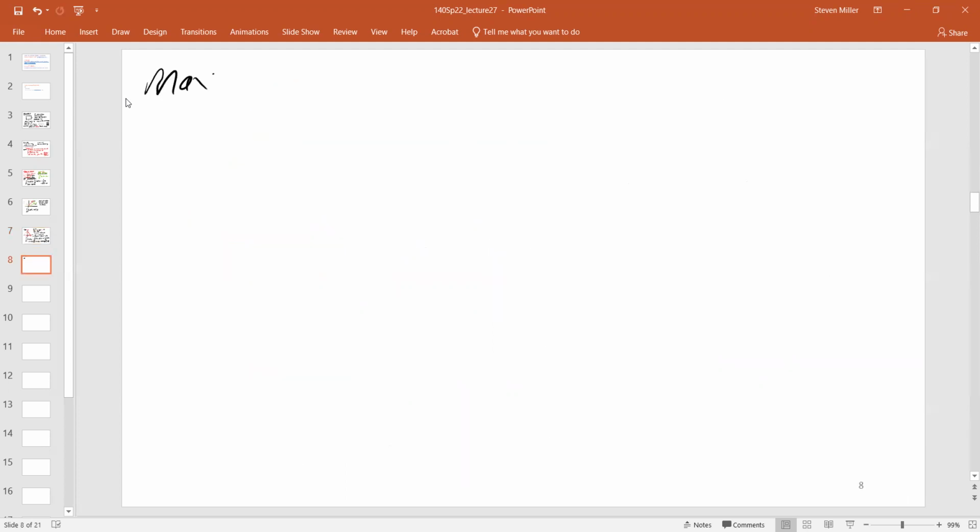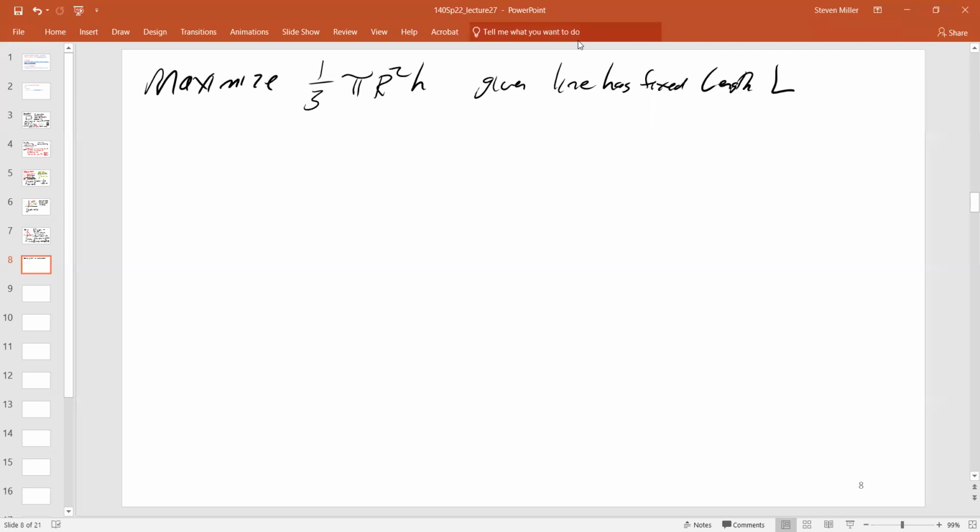So let's try to maximize 1/3 pi r squared h, given the line has a fixed length of L. So again, this is a problem in multivariable calculus. We do not know multivariable calculus. Screw that. We can still do this as a function of one variable. So it's the line that we're rotating. Here's R, 0; here's 0, H; and here's L. So what is L in terms of R and H? Square root. So instead of giving a fixed length L, we should look at the square of the length.